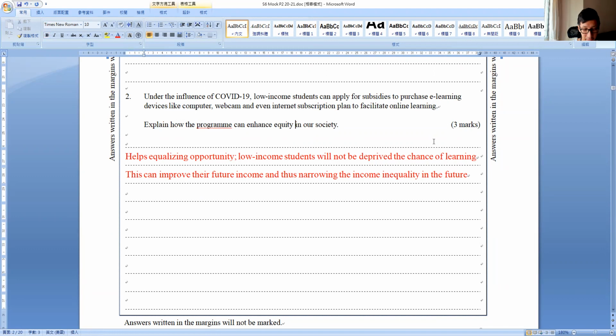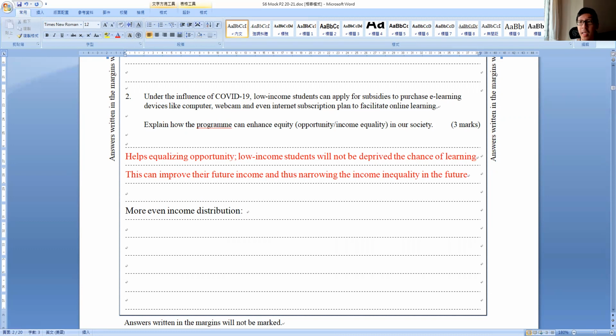Now remember equity, there are two parts. We can talk about opportunity or we can talk about income equality. 嗱，兩個都得嘅，冇問題嘅，好嘛？Now here the answer we provide is that it helps equalizing opportunity because the lower income student, they are usually more prone to not be able to have e-learning. Now, with this program, they will not be deprived of the chance of learning. And this can improve their future income and thus narrowing the income inequality in the future. Or another way, you can tackle it on the more even income distribution.